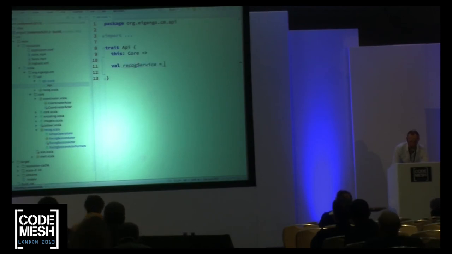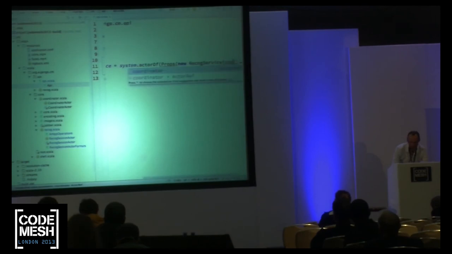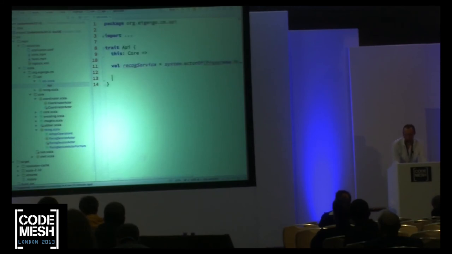It's as a system.actorOf props of URecogService. It would help if I typed properly, taking the coordinator actor. Okay. What we're going to do as well is bind this recognition service to a specific port and specific IP address.